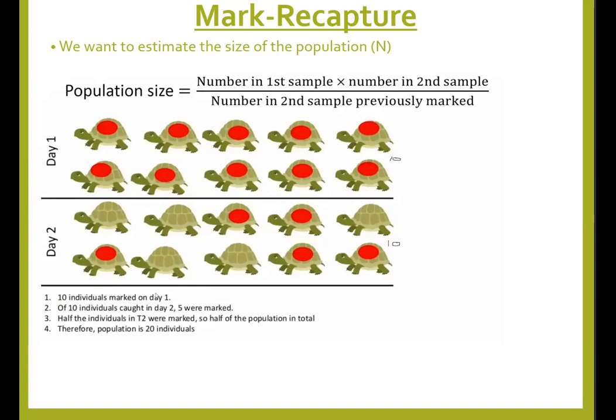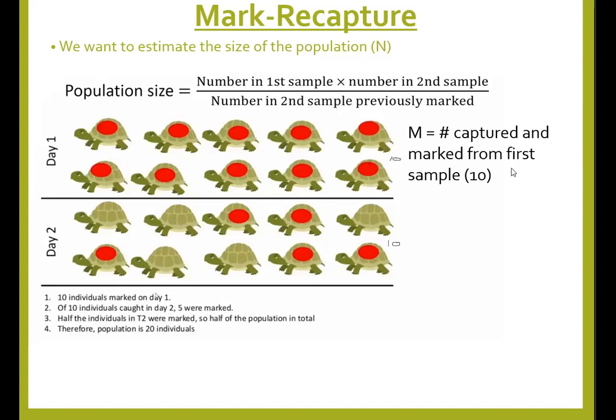It might be months or days or years or however long before the second collection day. When the scientists go out again to collect animals, they collect another number of turtles, and they are looking for how many of those turtles have the little paint mark. Okay, and so we can use these numbers in an equation.